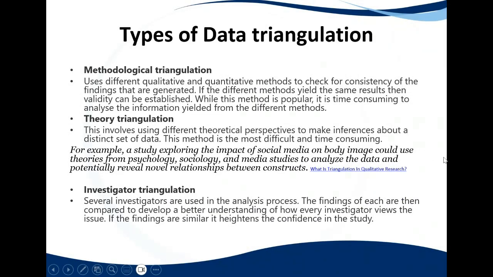All right. So what are the different types of data triangulation? The different types of data triangulation could be methodological. You use different qualitative or quantitative methods to check for consistency in the data. And this is what you would already, well, often, or what you would be familiar with. Many of us are familiar with this because that is what we mostly use.